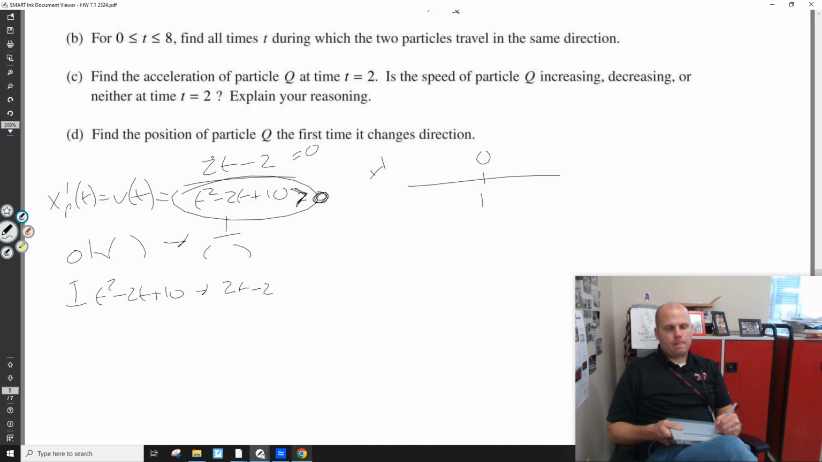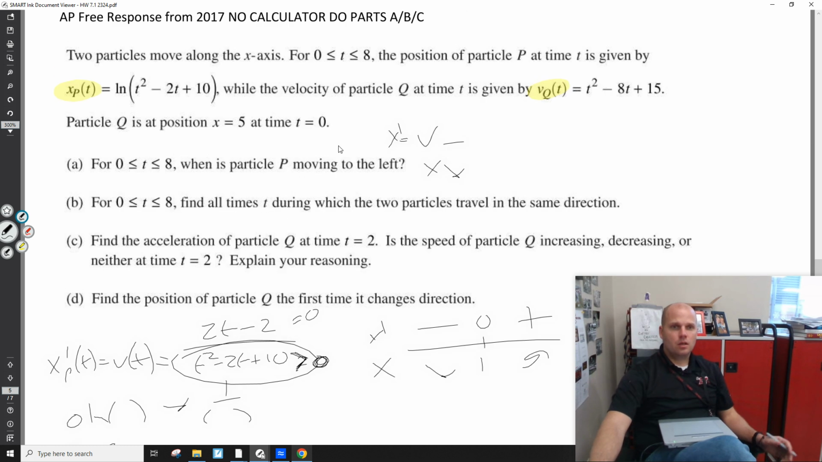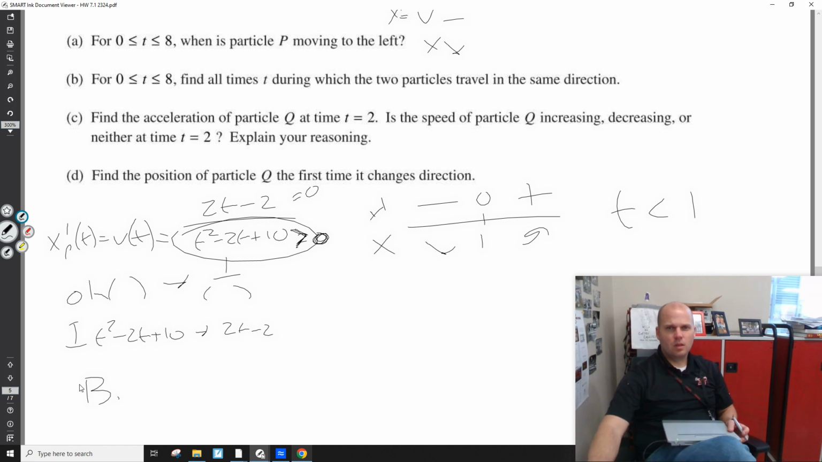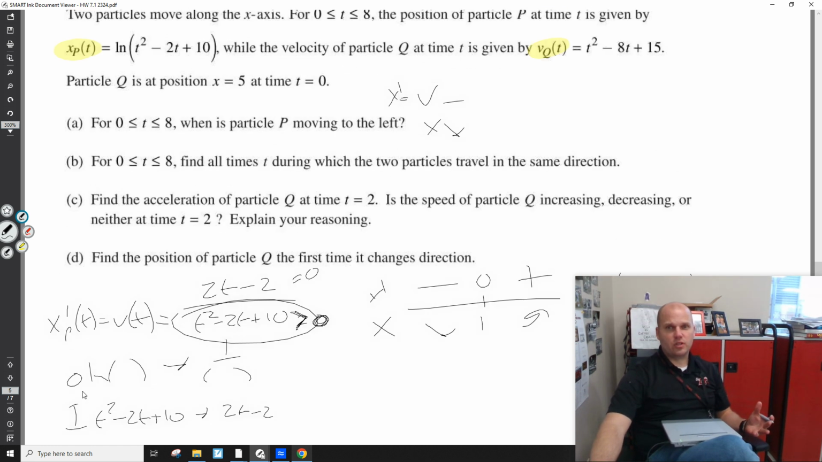Anyways, if you plug in 2, positive. If you plug in 0, that's going to be negative. That means my position is decreasing then increasing, which means I'm moving to the left when t is less than 1. Part B, when do the two particles travel in the same direction?